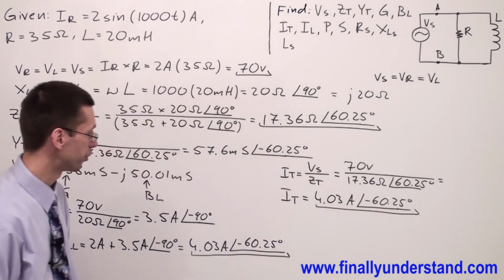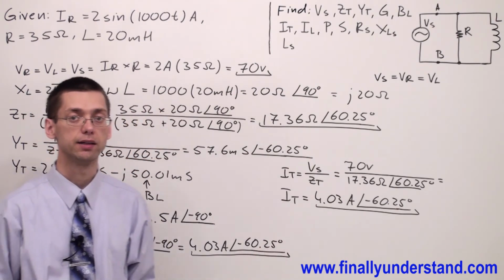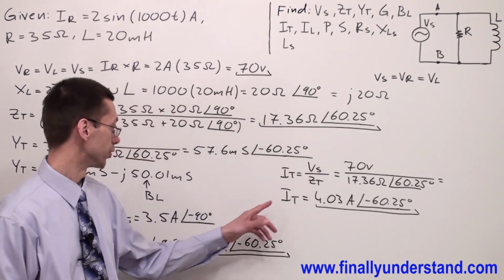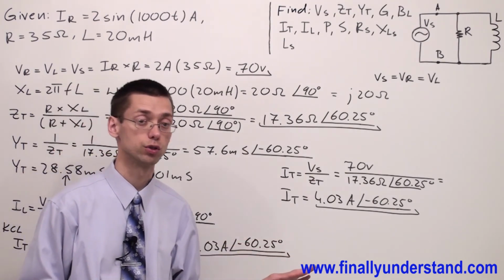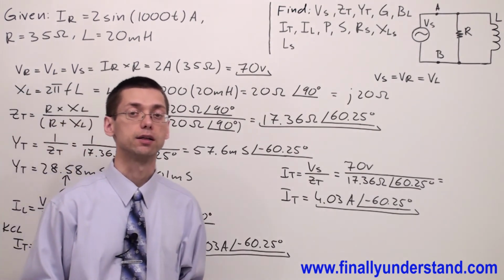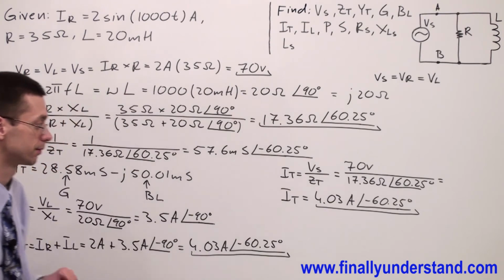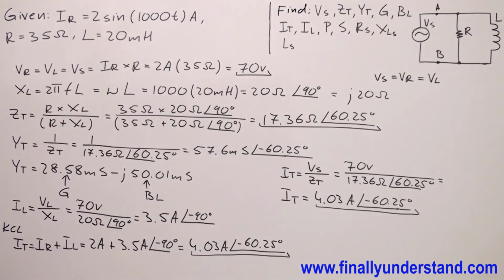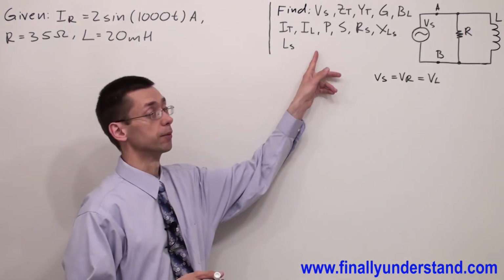Next, we're supposed to compare these two values. As you can see, both of them are identical. If you get the same values or very close to each other for I total, like we have in this case, it means that our calculations are fine so far. Now we are ready to find the true power.